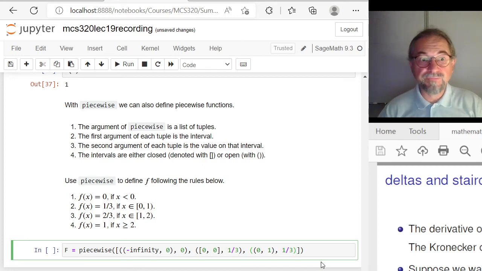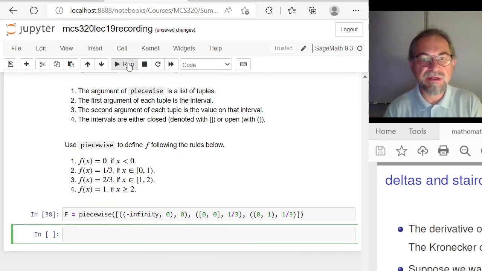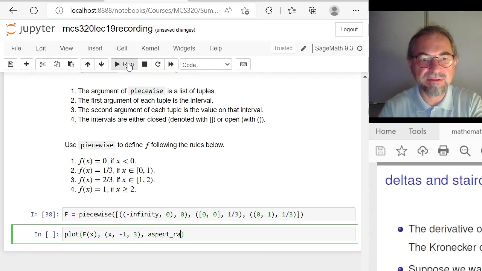So now I have the first two rules implemented, and again I can continue typing, but that's not a safe practice. So let me make the plot and verify whether I get the desired effect.